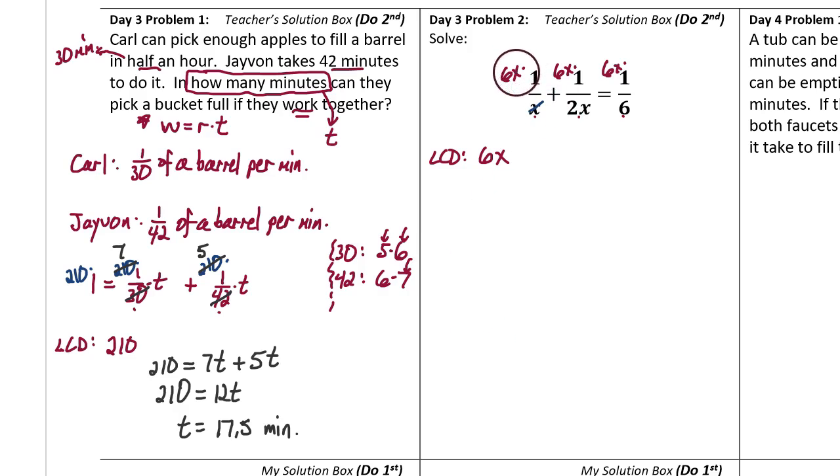The x cancels out the x. 2x goes into 6x 3 times. Over here, the 6 reduces out the 6. Now let's multiply together. 6 times 1 makes 6. 3 times 1 makes 3. And x times 1 makes x. So we can see that the answer is 9 is equal to x.